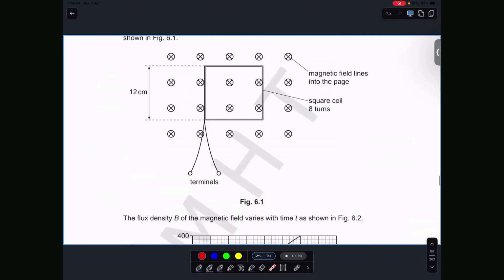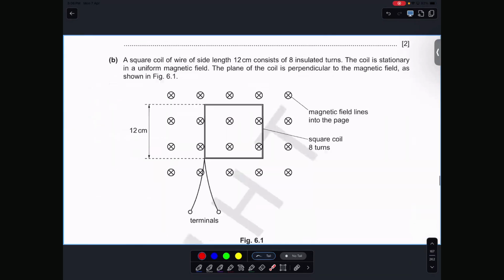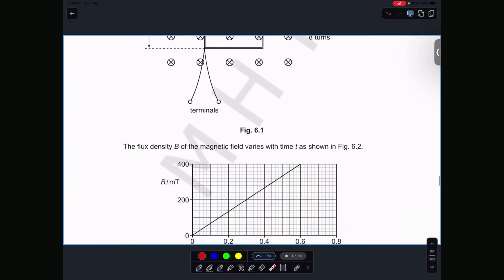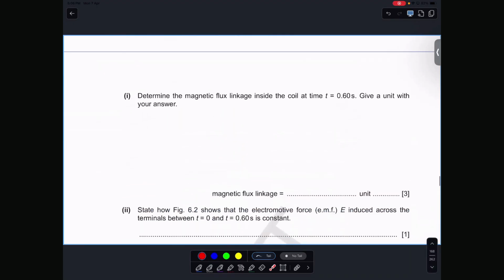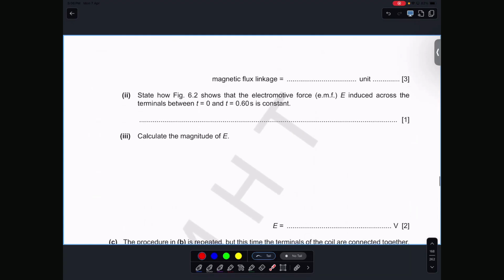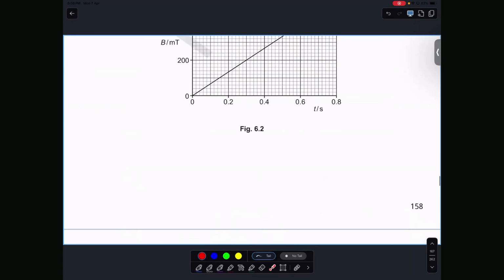Okay, let's see from the beginning. A square coil of side is provided here, consisting of insulated turns. The terminals are given here. The coil is stationary in a uniform magnetic field. The plane of the coil is perpendicular to the magnetic field as shown here. The flux density is provided. Determine the magnetic flux linkage inside the coil. Then state how it shows that the electromotive force induced across the terminals from 0 to 60 is constant.